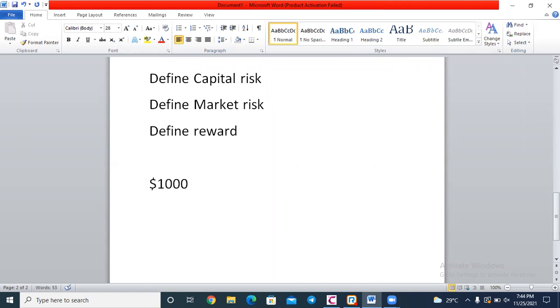So let's say you have $1,000 and you're taking a 2% risk on every trade. It means on every trade, your capital risk will be $20. So you have defined your capital risk. You must know this before you execute a trade. Immediately you fund your account, you know that on every trade, you would not risk more than $20.